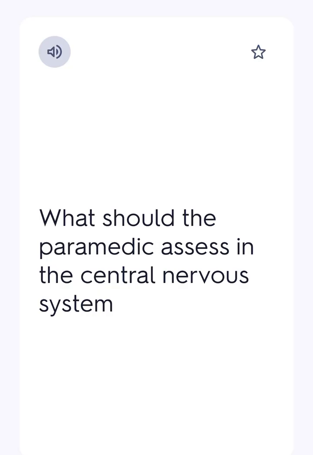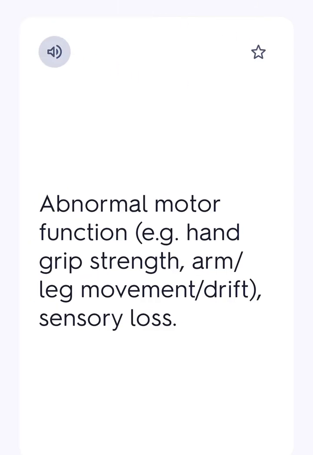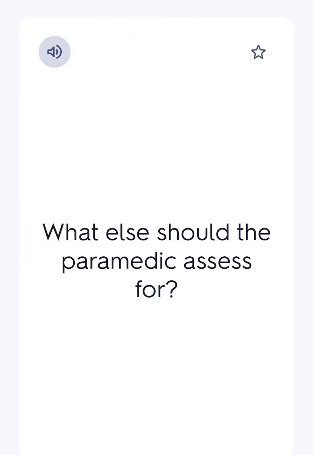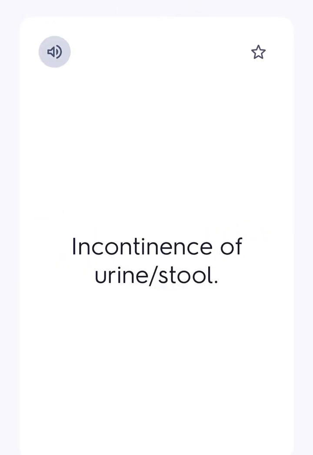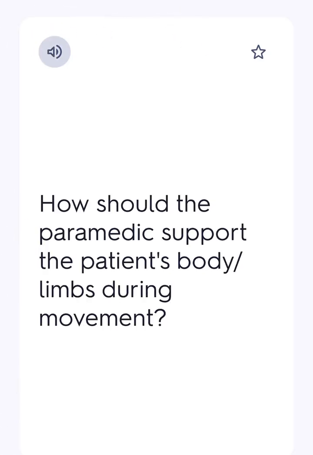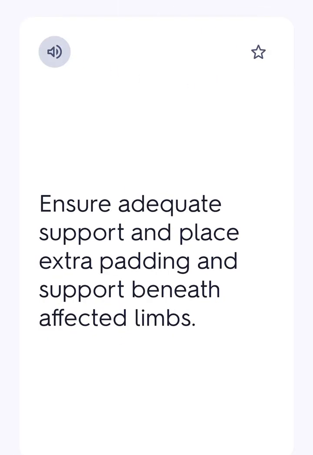What should the paramedic assess in the central nervous system? Abnormal motor function, sensory loss. What else should the paramedic assess for? Incontinence of urine/stool. How should the paramedic support the patient's body/limbs during movement? Ensure adequate support and place extra padding and support beneath affected limbs.